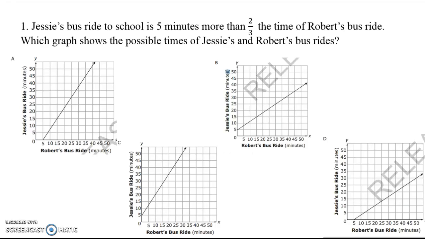Since we know that Jesse's bus ride is 5 minutes more than, our starting point for Jesse would be at 5, which is our y-intercept. And A does not show that, it shows Robert's bus ride starting at 5, and we don't know Robert's starting point. So A is definitely not our answer. C is our starting point, so that is definitely an option. B is also another option. D is not an option. It's the same thing as A, a starting point for Robert's bus ride, and that's not what we need.